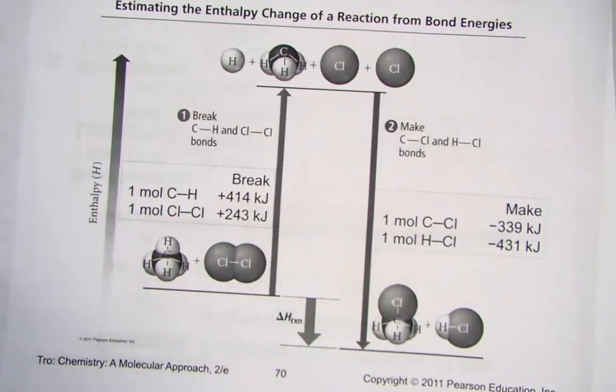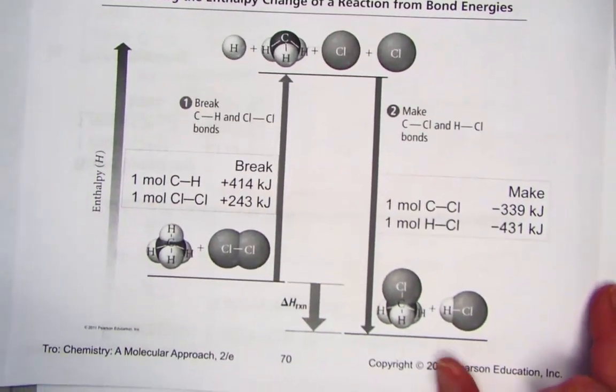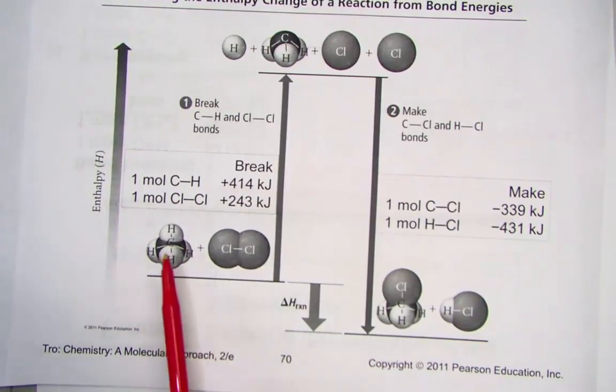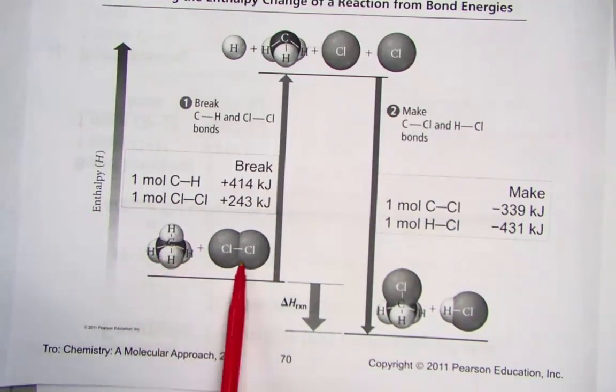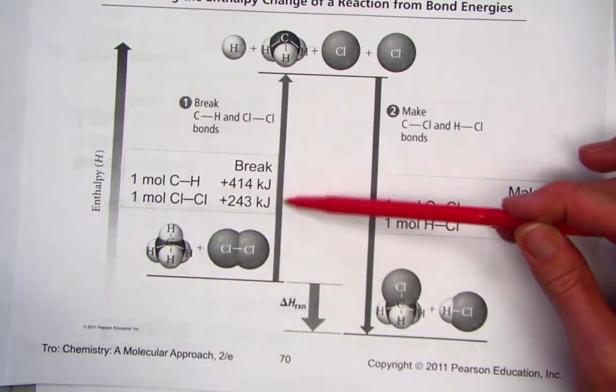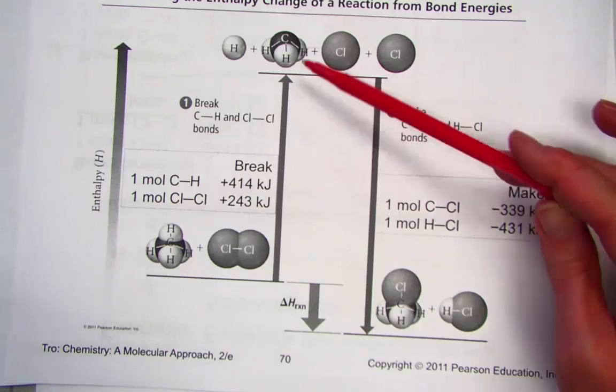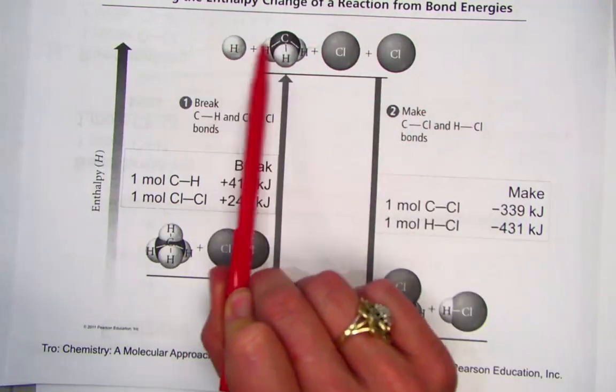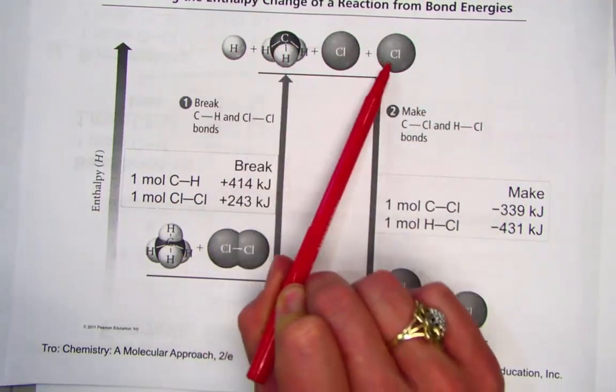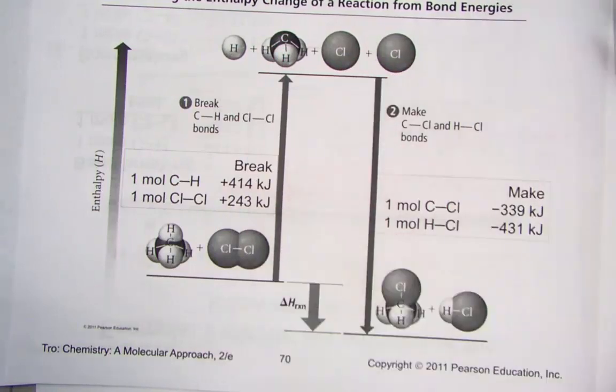Estimating the enthalpy change of a reaction from bond energies. This is just a picture of what we went through. Methane plus chlorine. To break the bonds required energy. We input energy, so it went up to a positive value. So now we've broken a bond. I see hydrogen has been broken and the two chlorines have been broken apart.